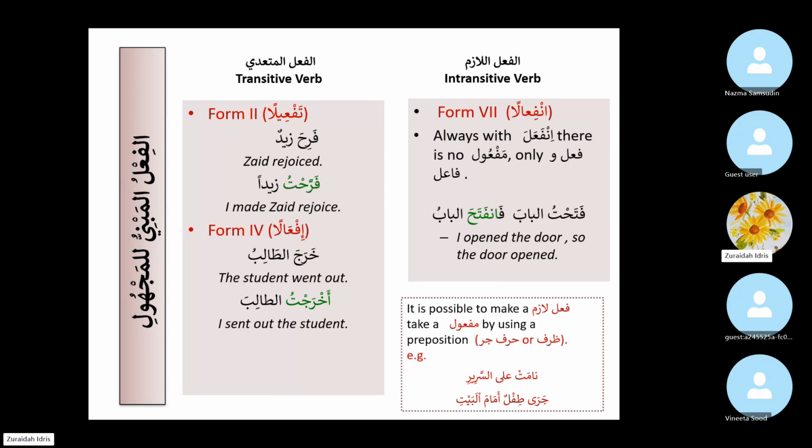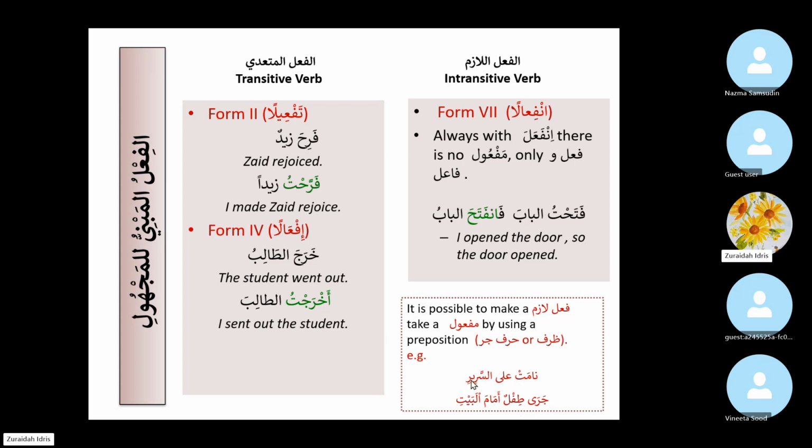Now, it is also possible to make a fi'l lazim take a maf'ul by using a preposition. We saw this before. And preposition in English can also mean zarf. For us, of course, it's strictly harf jar, but it can mean zarf. So let's see what I mean here. Namat, she slept. Namat ala sarir. She slept on the bed.